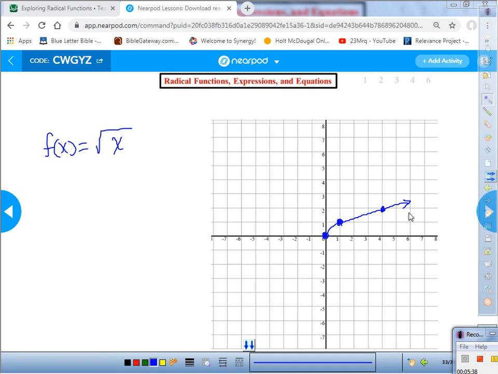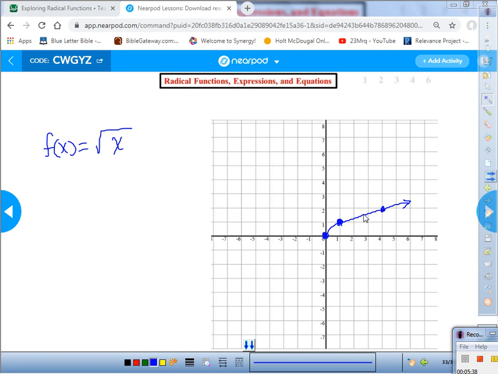Now, why are those always the same, Mr. Q? Because if we substitute 0 for x in here, what is square root of 0? 0. If we substitute 1 for x in here, what is square root of 1? 1. And if we substitute 4 for x in here, what is square root of 4? 2. That's why we always get 0,0, 1,1, 4,2.